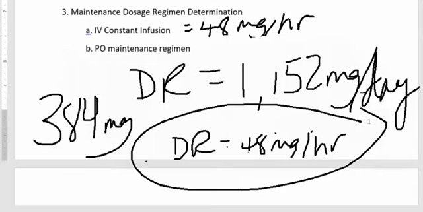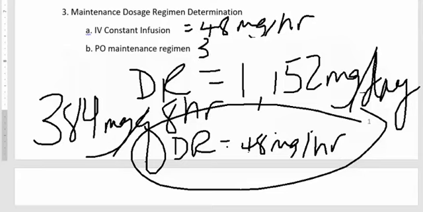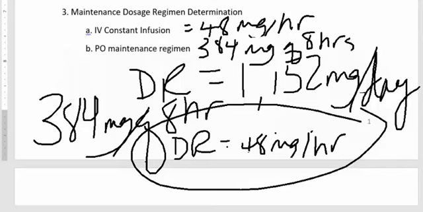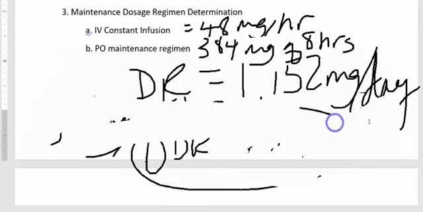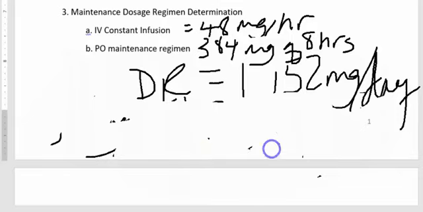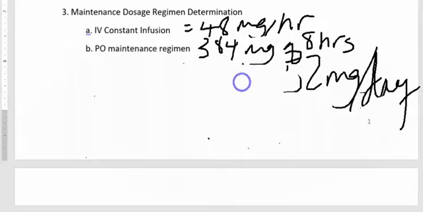384 milligrams per Q8 hours, or 3 times a day. The other thing you can do is just say 48 times 8, which is going to give you the same number, right? So for this one, we're going to recommend 384 milligrams every 8 hours. Now, what if I told you that this drug comes in 50 milligram increments? So you can't give 384 milligrams of this drug.